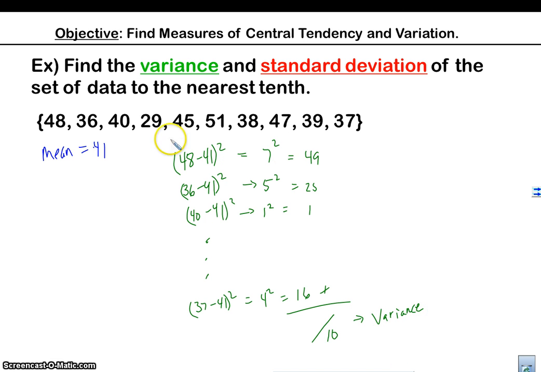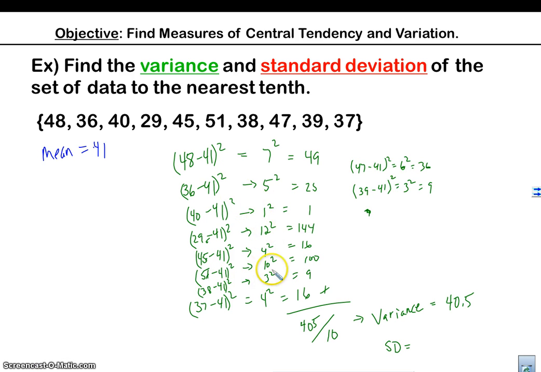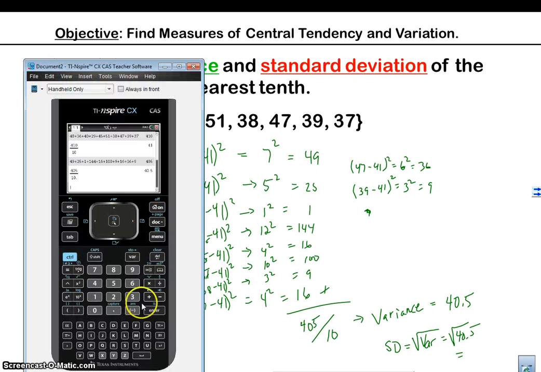Let me quickly throw that in there so you can see what that looks like. All right, so I put all of these in here, and I squared them all, add them together, and then divide by 10, which is the number of terms that I have. And then I get the variance, which is 40.5. To find the standard deviation, I take the square root of the variance, which is the square root of 40.5, which is 6.36.